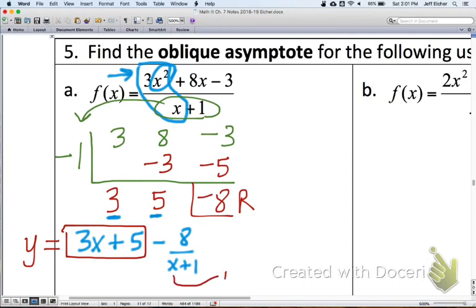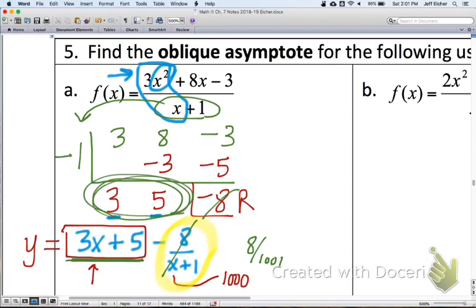Well, as x goes to infinity, say you put like 1,000 in here, this definitely changes. That would be 3,000 plus 5. But this quantity right here is approaching 0, so it's irrelevant basically. 8 divided by 1,001 isn't going to contribute very much to our 3,005 over here. So you ignore the remainder, and you just use these coefficients to determine the equation of your oblique asymptote. So oblique asymptote OA would be y equals 3x plus 5.